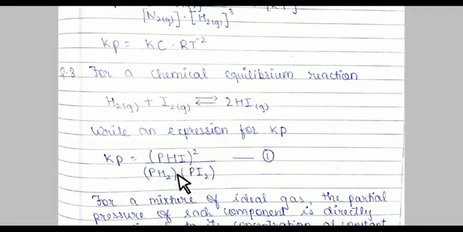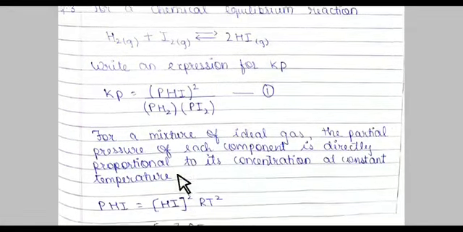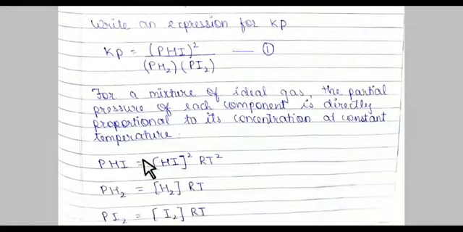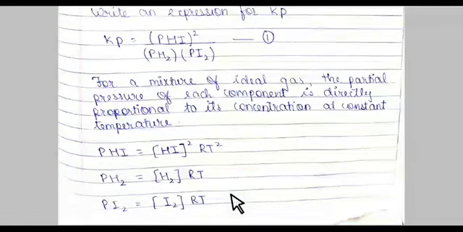Again apply the same: for a mixture of ideal gas, the partial pressure of each component is directly proportional to its concentration at constant temperature. So PHI is equal to concentration of HI into RT. We have to apply the same procedure as we did earlier. So put this value in this formula. In place of PHI square, we have to put concentration of HI square into RT square.